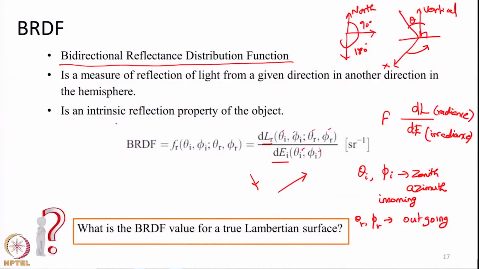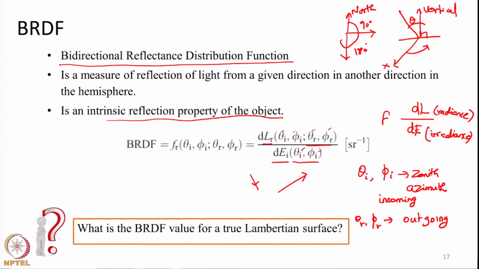There are different mathematical ways in which we can convert this directional conical measurement from a sensor into a hemispherical measurement. That is possible, and BRDF helps us in achieving this. So, BRDF is an intrinsic reflection property of the object. How an object will look if we look from one particular direction and when the object is irradiated from a different direction.